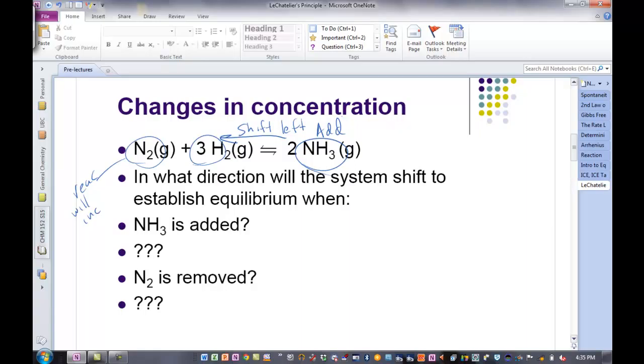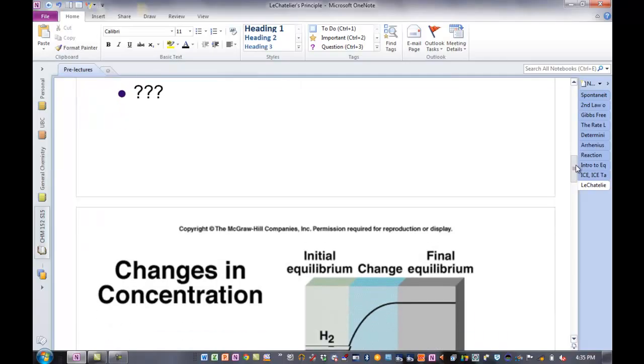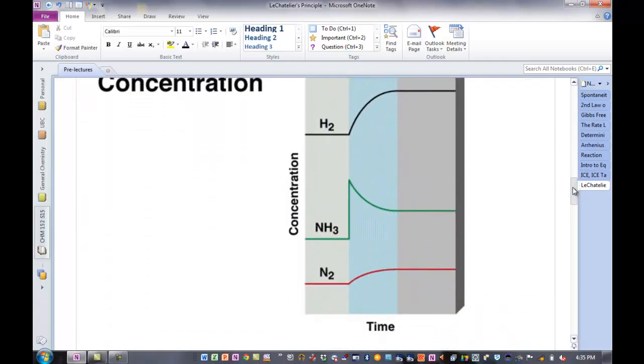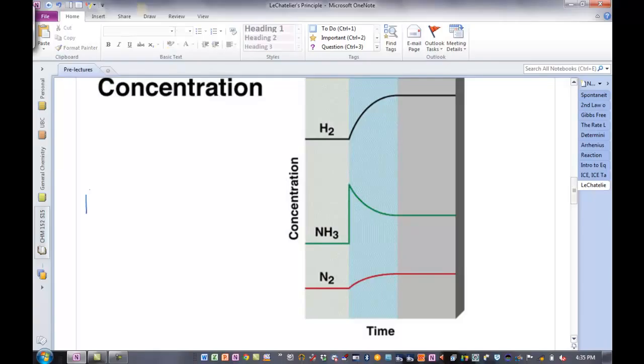I actually have a slide here. We don't use slides anymore. Let's go to the next. Well, I guess we still call them slides. So this is showing what we just did. Again, the reaction: N2 plus 3H2 going to ammonia. We added ammonia, so here's the addition right here.